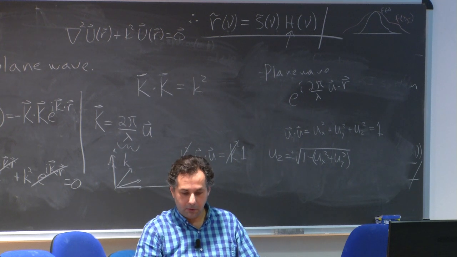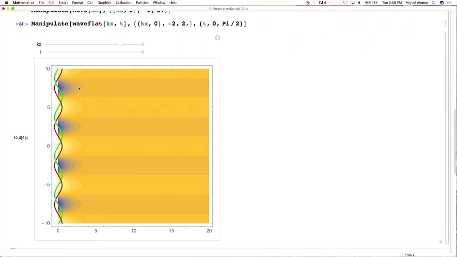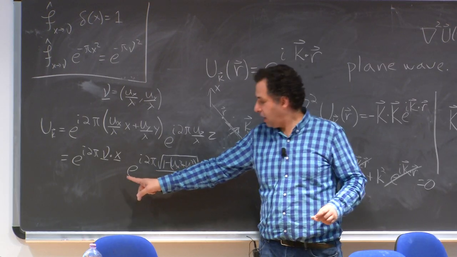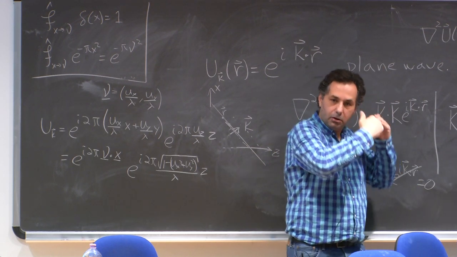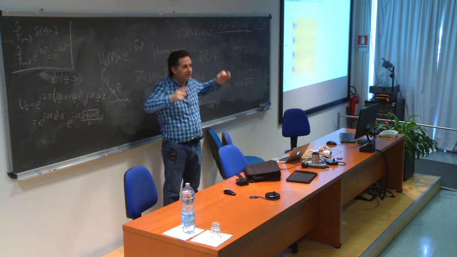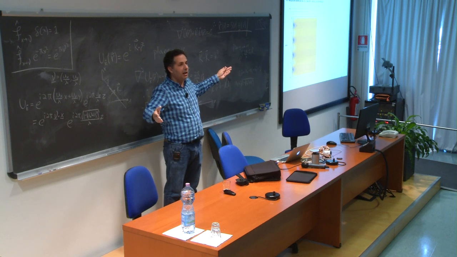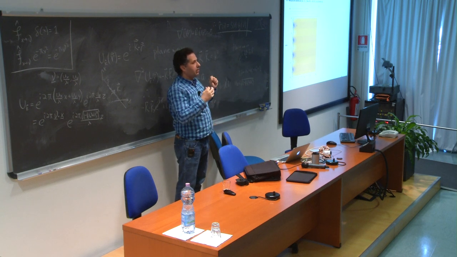So if I keep going, this starts to oscillate faster, but now I have e to the i something times something imaginary. I have an i here, and I have an i here. i times i gives me what? Minus. And e to the minus something times z gives me something that in the z direction drops. So this is the evanescent wave. It's a wave that oscillates faster than the traveling wave can, at the cost that in the other direction it has to drop. And these waves don't travel very far.